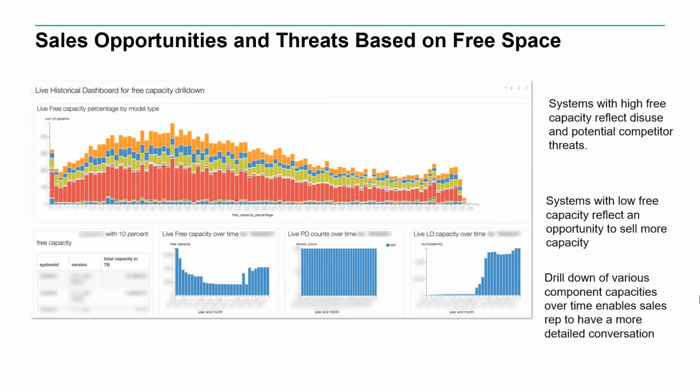So we talked about sales opportunity based on both the capacity and performance, right? And this is the kind of thing that we actually used, and we can go back to the customer saying, look, this system is about to run out of space. You really need to think about updating.